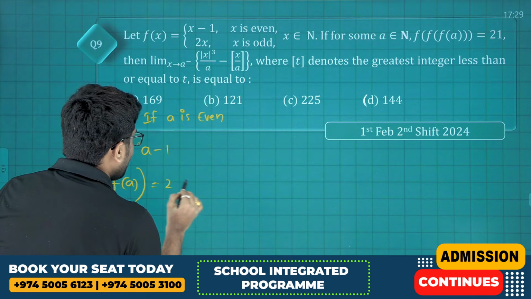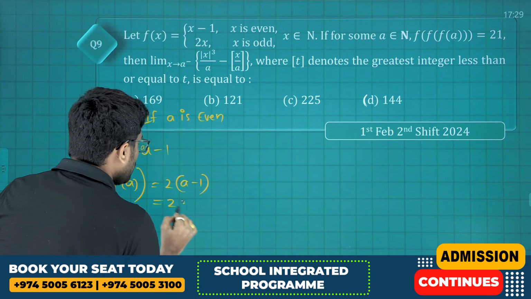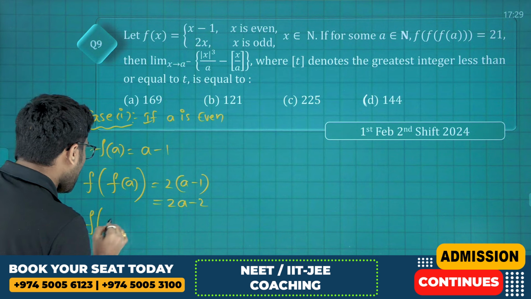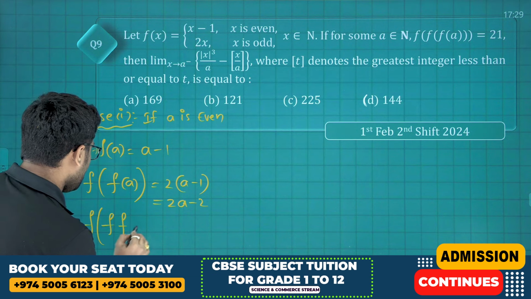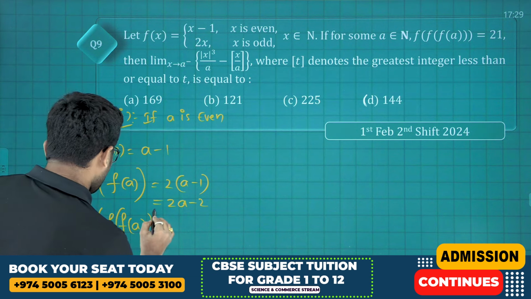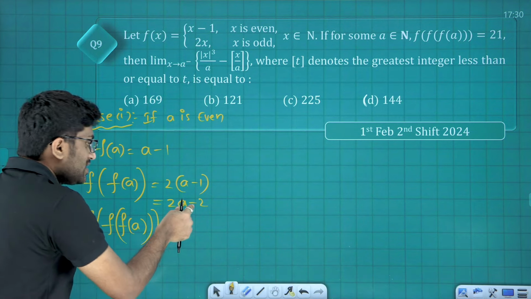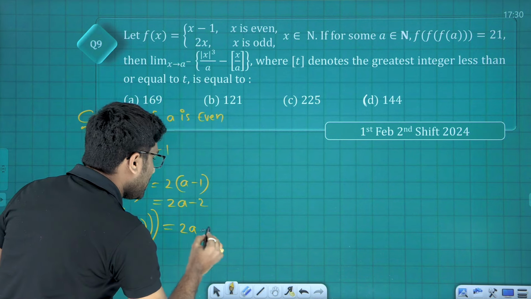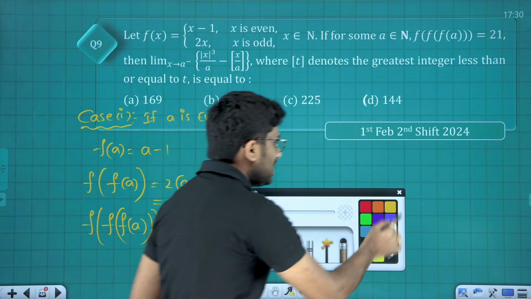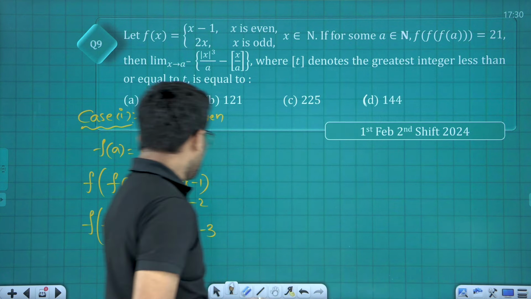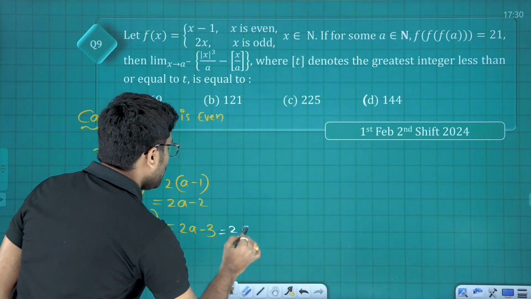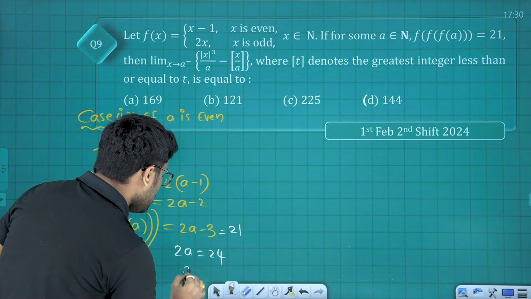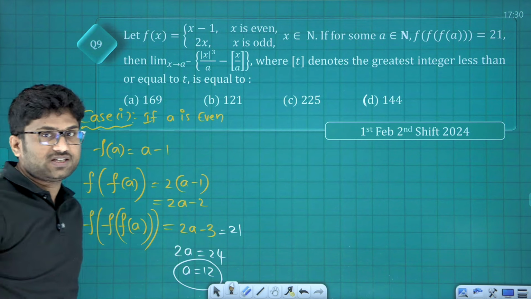If input is odd, it is 2 times of a minus 1, which is equal to 2a minus 2. Now they are asking once more, f of a. This will be equal to, see, this is even now. So when x is even, f of x is x minus 1, that is 2a minus 2 minus 1, which is 2a minus 3. So clearly f of a is 2a minus 3. They have given this as 21. So 2a is equal to 24. A is equal to 12. Clearly I have got a equals 12.